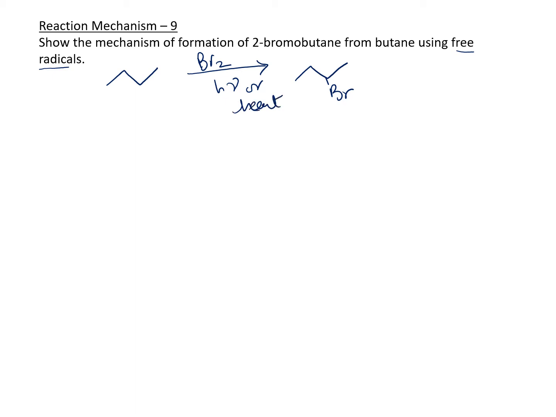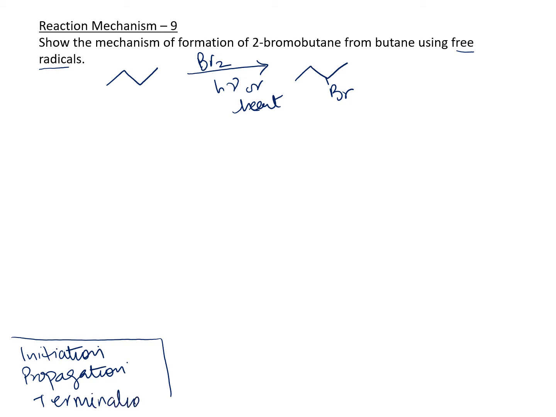Remember that whenever you do free radical mechanisms, you need to have 3 steps: initiation, propagation, and termination. In initiation, you prepare the free radicals. Propagation is where you continue on your reactions. You must have a free radical in the product. Termination, no free radicals in the product. That's the important thing.